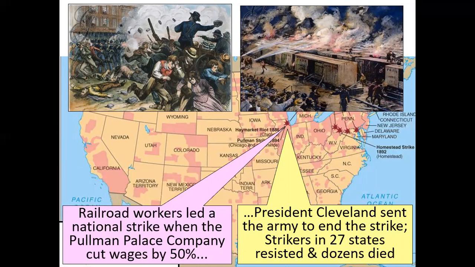President Cleveland sent the army. So the presidents are on the sides of the big businessmen right now. He sent the army to end the strike and realized the strike had spread to 27 states. Dozens and dozens of people had died. And in one situation, you can see in the picture up there, it got so bad that they just set all these rail cars on fire. They were so angry. Another picture, you can see the guns and the rocks being thrown into the crowd. It would get really violent.